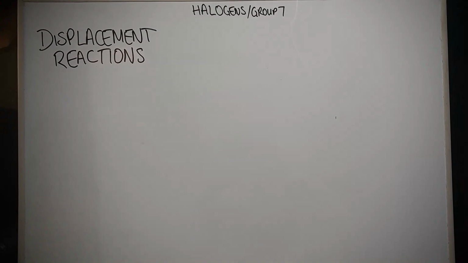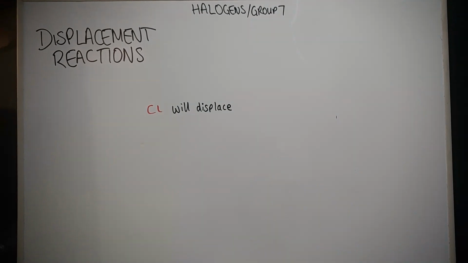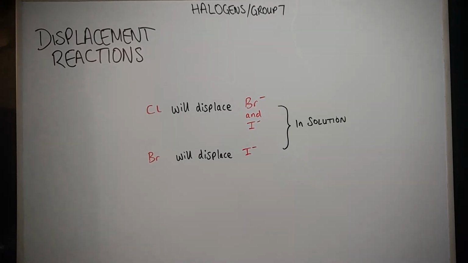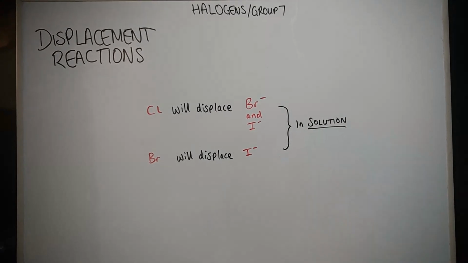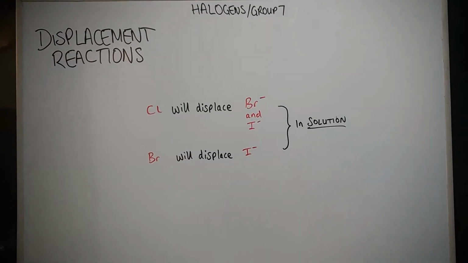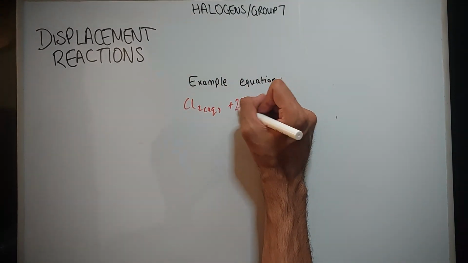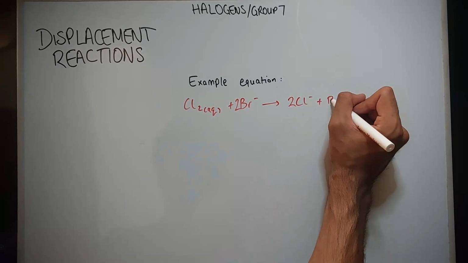That takes us on to displacement reactions. Chlorine will displace bromide and iodide ions, as it is more reactive than both. Bromine will displace iodide ions, and iodine is the least reactive of these three, so it won't react with either of the above ions. There will be no displacement reactions. Here's an example of an ionic equation for the displacement of bromide ions by chlorine.